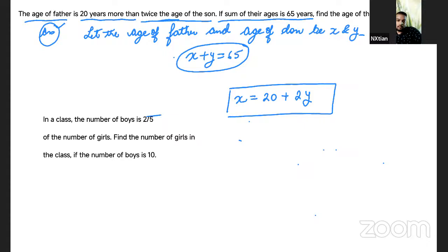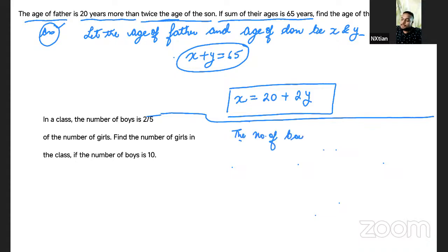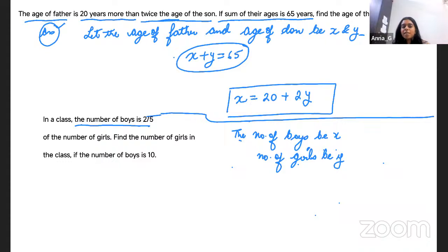Now this question is about the number of boys. We don't know the number of boys or number of girls. So I will write, let the number of boys be X and number of girls be Y because I don't know. Now it is given the number of boys is. So now Anna will make the equation. Anna, tell me what will be the equation now?